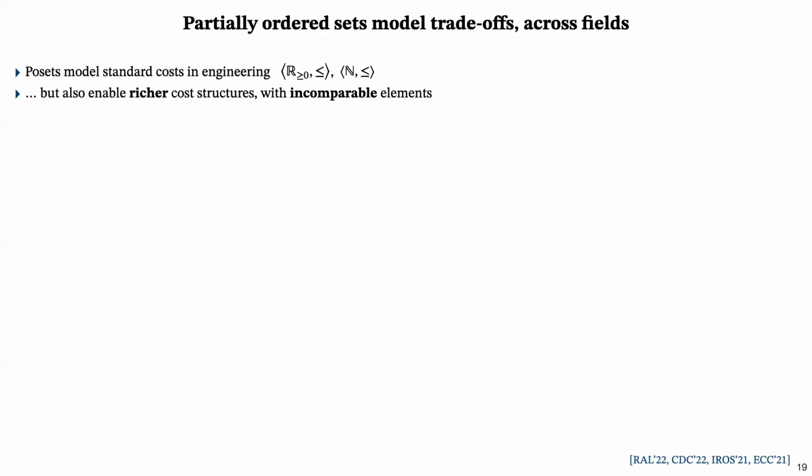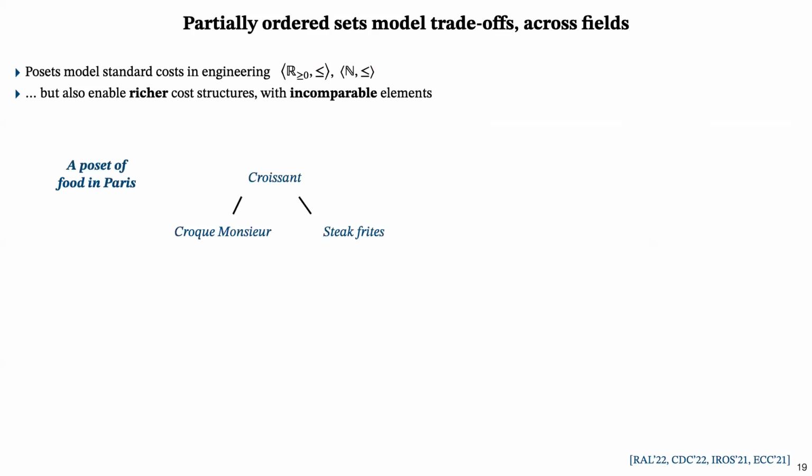So the whole idea is we want to be able to model these trade-offs. And to model these trade-offs, we use partially ordered sets. Why? Because they allow you to still model the classic costs in engineering, total orders, real numbers for energy, for instance, or natural numbers if you want to enumerate things, but still allow you to say that some things are not comparable with each other.